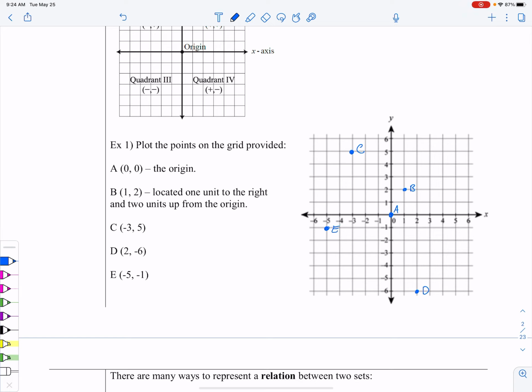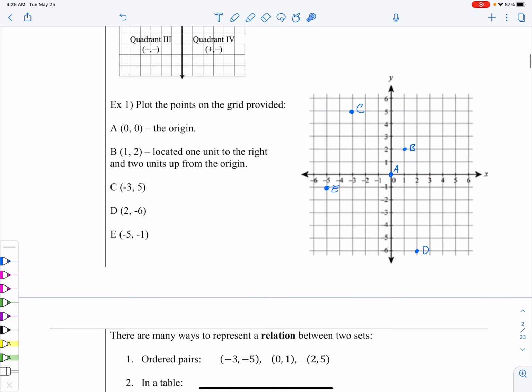And that's our E. Now, one thing to note is in your workbook for these questions, there's no numbers. So you just need to count the lines. So this way, you're going to go 3, and this would be negative 3, and you just count the number of lines.